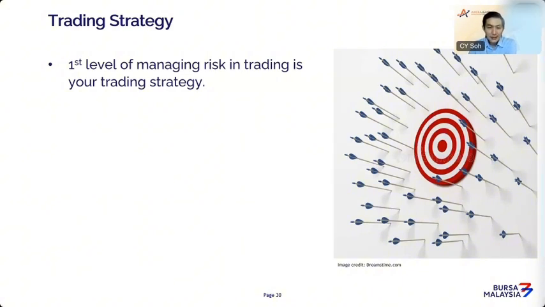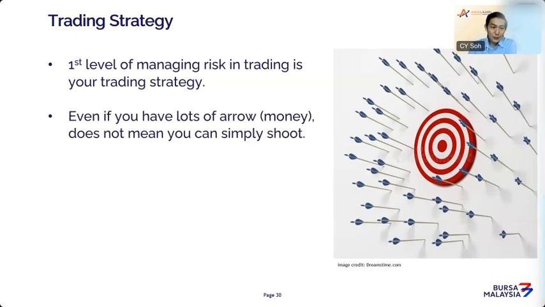The first level of managing risk is actually your trading strategy. Before you decide how much to cut loss, and what cut loss method you want to use, the number one thing you need to do is make sure your strategy actually works. Why? Because it doesn't matter how much money you have in your trading account, how many arrows or how many bullets you have. If you simply shoot them in the market, you're actually donating your money to the market. So of course, first look at your trading strategy to see whether it works or not before you plan your cut loss method.